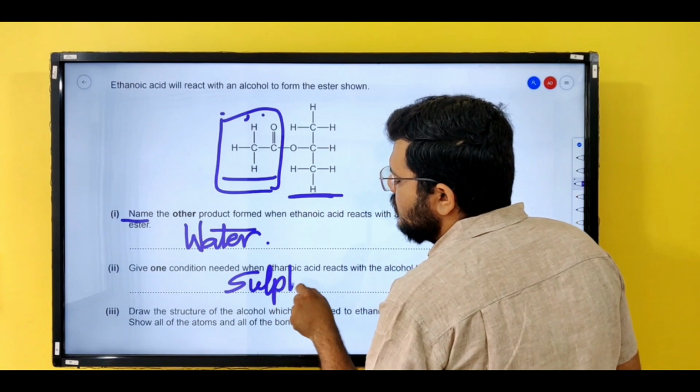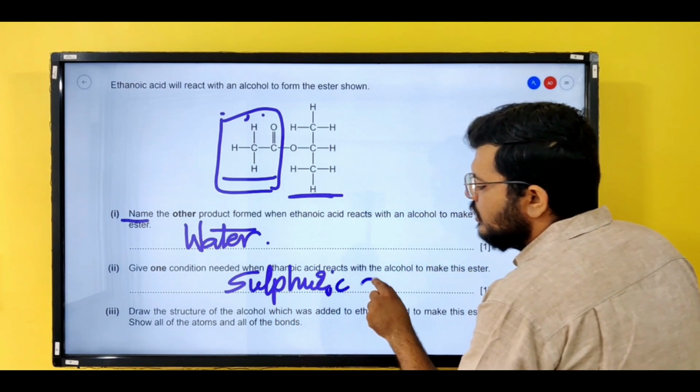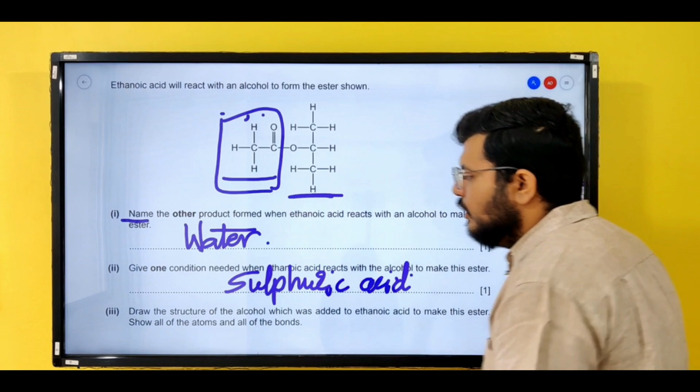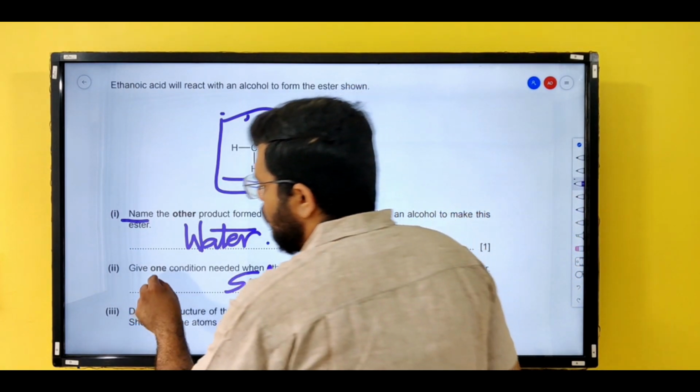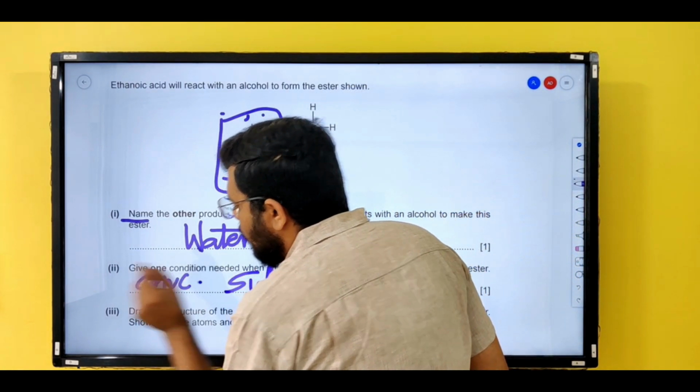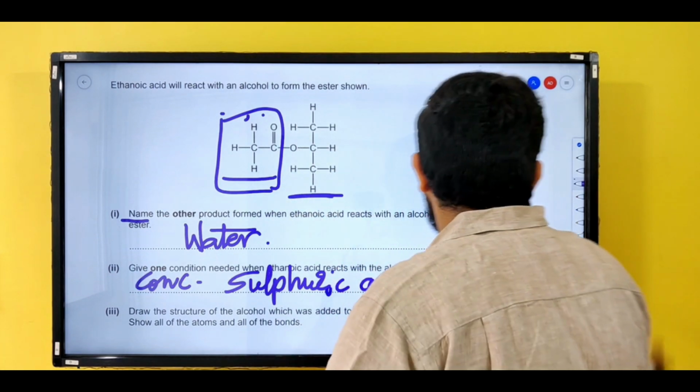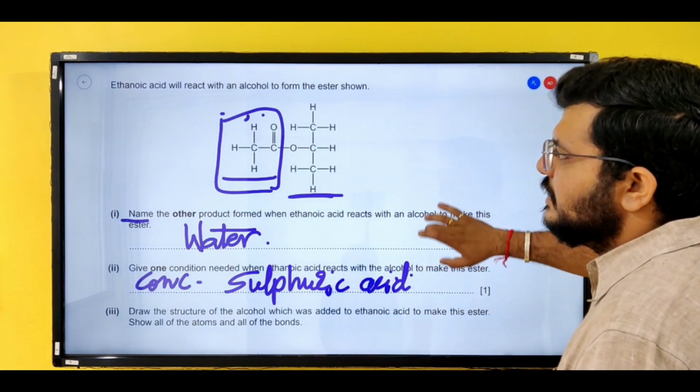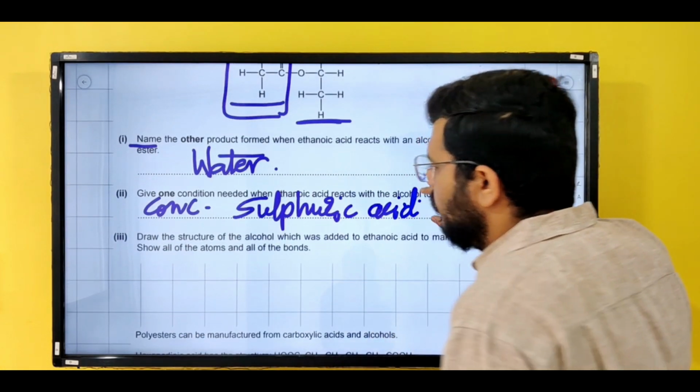Sulfuric acid is a dehydrating agent, but to make it a dehydrating agent, we need to take concentrated sulfuric acid. Dilute sulfuric acid is an oxidizing or hydrolyzing agent. It will add water to the compound.